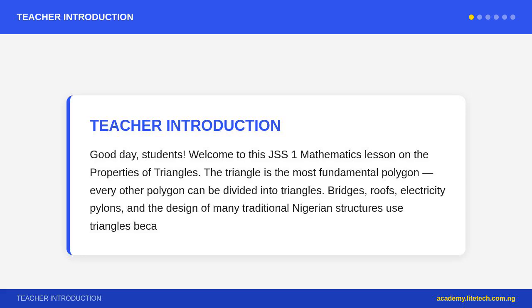Bridges, roofs, electricity pylons, and the design of many traditional Nigerian structures use triangles because of their inherent rigidity and strength. Understanding triangles deeply is essential for all future geometry.